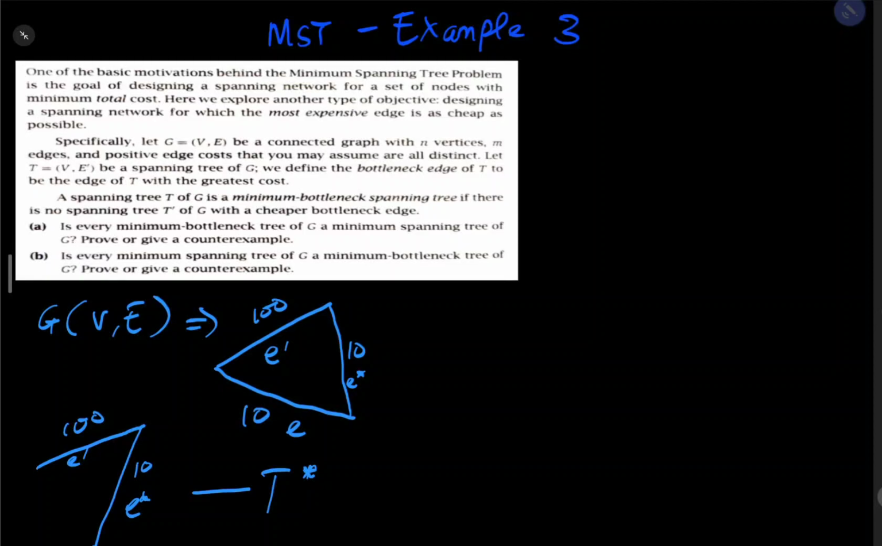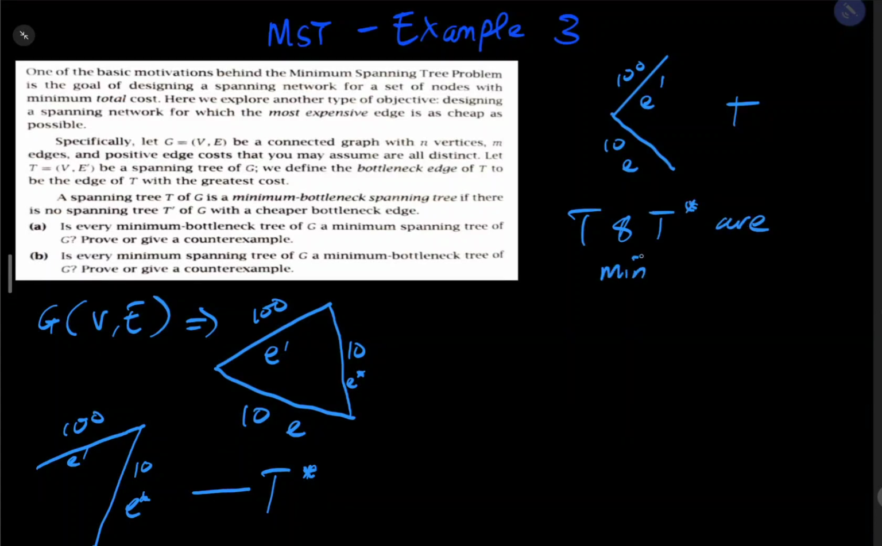Okay, so let's look at another tree. Let's take 100 again. That's E prime and E, which is 10. And we're going to call this T. So we see that in as much as they are different spanning trees, both of them are minimum bottleneck trees. T and T star are minimum bottleneck trees.